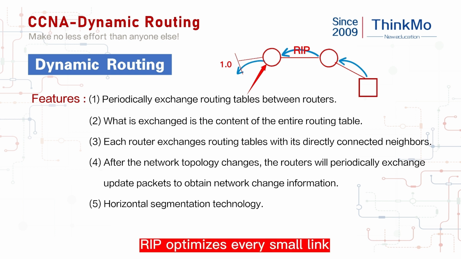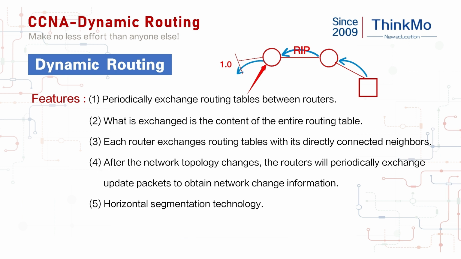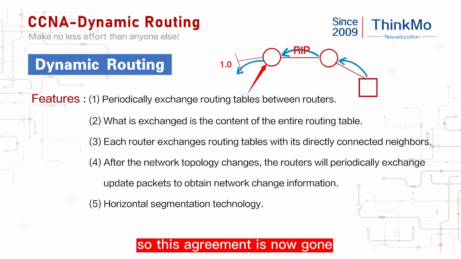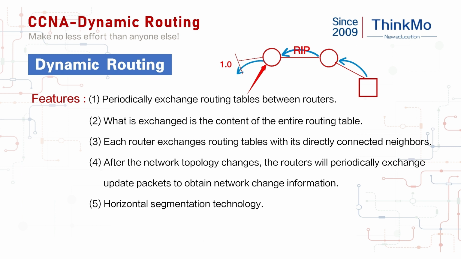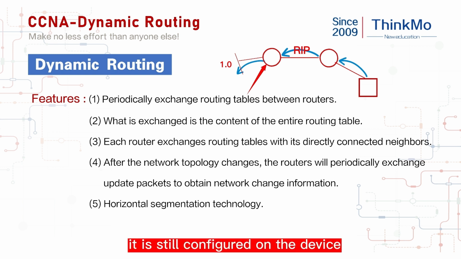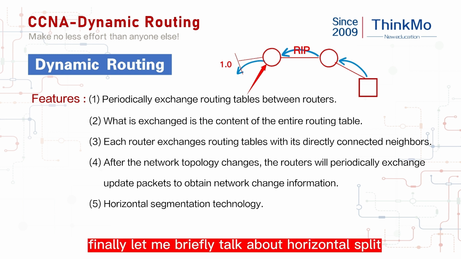RIP optimizes every small link very poorly. So this protocol is now gone. Of course, it is still configured on the device, but this thing is useless. Finally, let me briefly talk about split horizon. I draw a picture to explain.